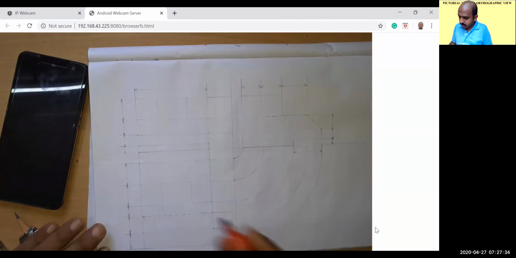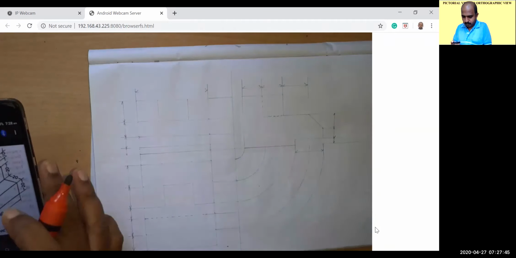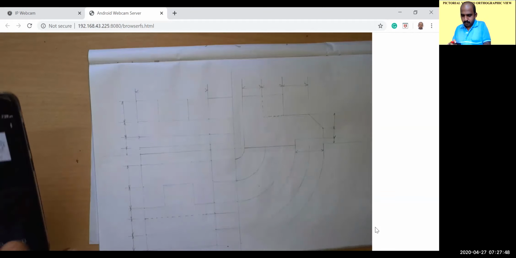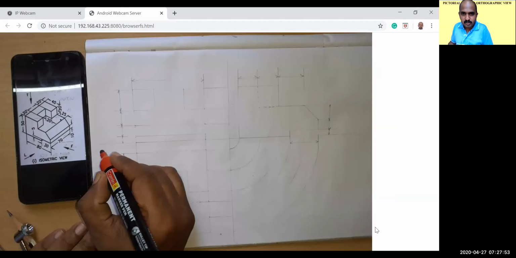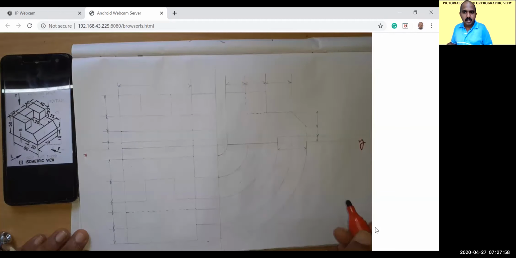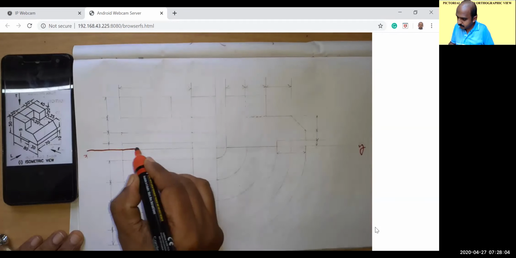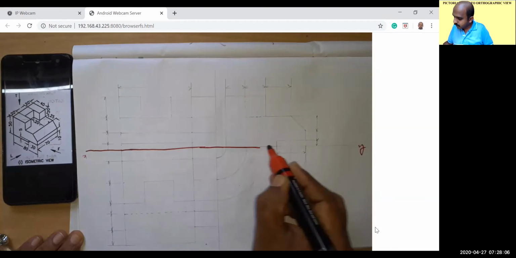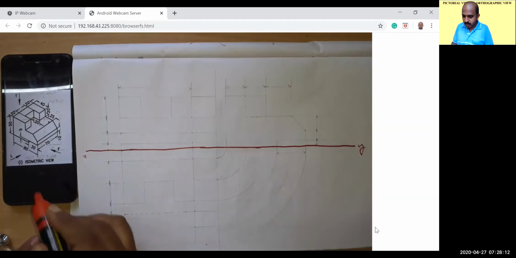Initially you draw the, and this is the question. So initially you draw your XY line. This is your XY line, using an H pencil. Now we complete the front view.